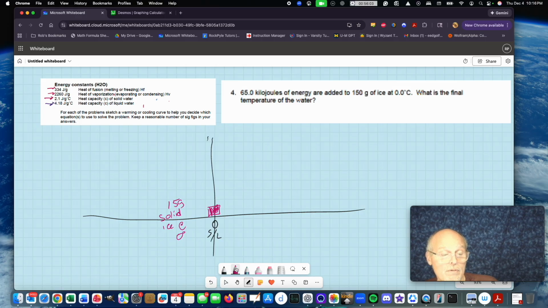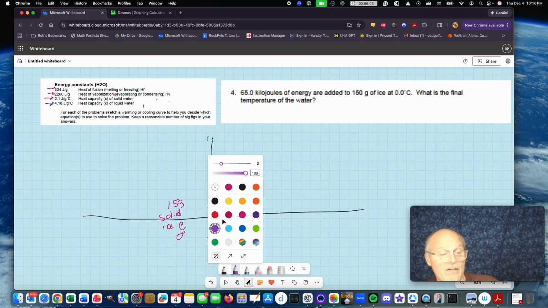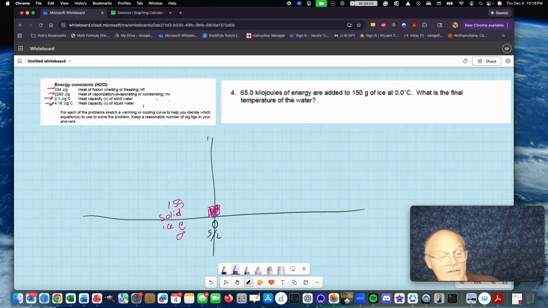So what's the first thing I'm going to do? I hope you will all say fusion together, because the first thing I need to do is melt all of that ice. So the fusion energy, from melting or freezing, is 334 joules per gram, times how much do I have? 150 grams.